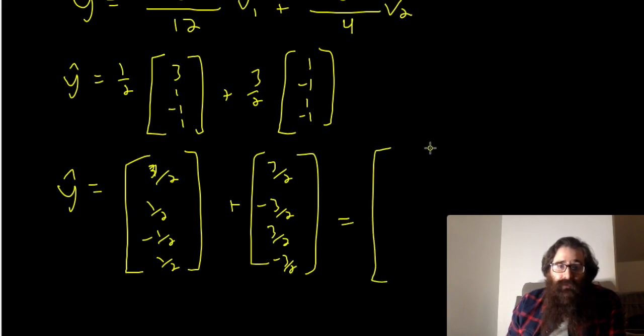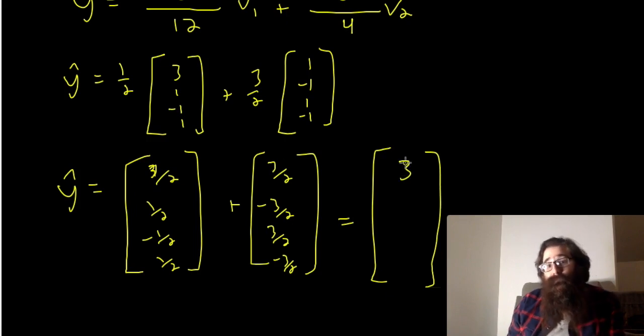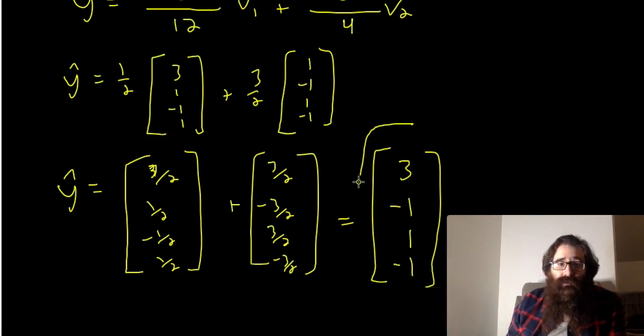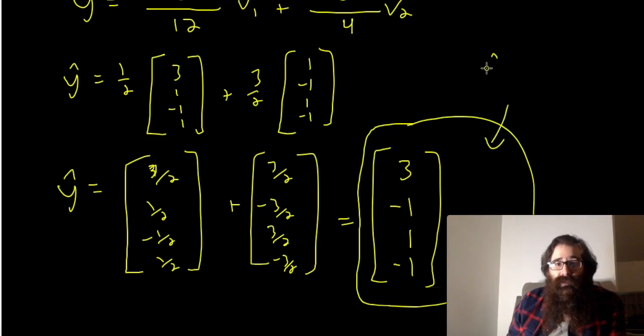We'll add these together. So 3 halves plus 3 halves gives me 3 whole. 1 half minus 3 halves gives me negative 2 over 2, which is negative 1. Negative 1 half plus 3 halves gives me positive 2 over 2, which is positive 1. And 1 half minus 3 halves is negative 2 over 2, which is negative 1. So this is our closest point. Our best approximation theorem guarantees this is y hat. This is that closest point, this vector y hat.